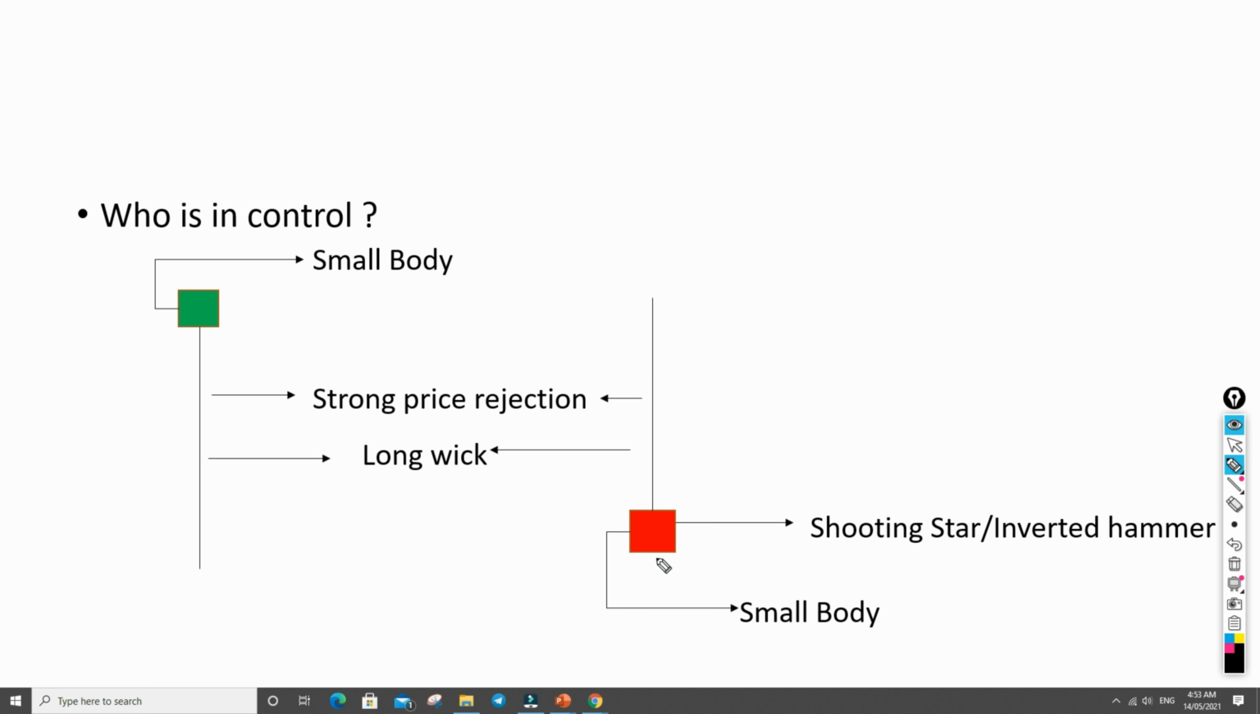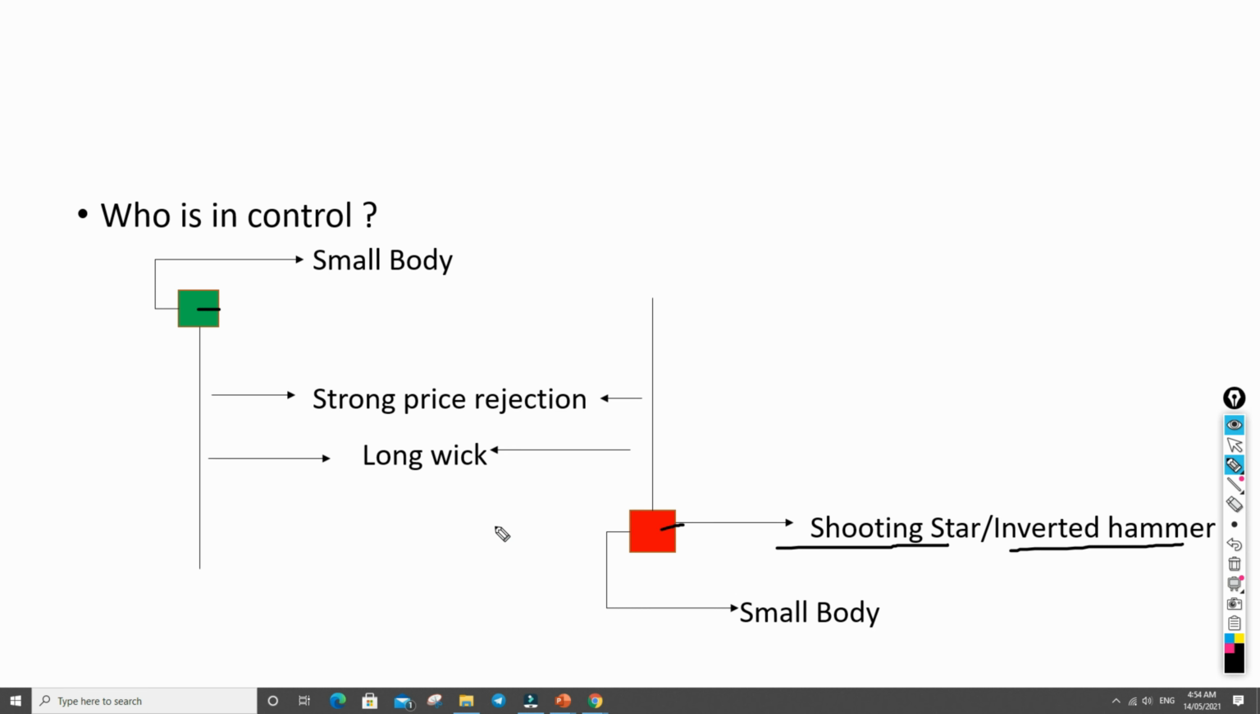Now this is also a hammer. Remember, the color of the body, when there is a small body like this, for a hammer or a pin bar is not important. The shape and the pattern is what is important. This one can be red or green, this one can be red or green, but the same function. Based on where it is located, it can be called a shooting star, inverted hammer, or hammer. We'll learn it later. But for now, you have to understand who is in control of a particular candle.